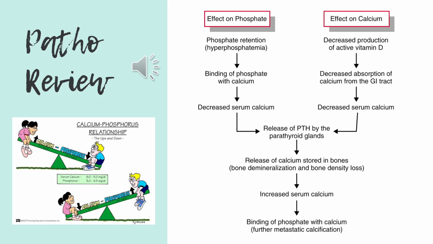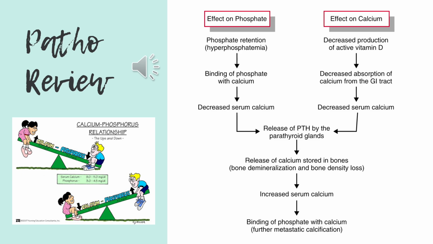You can see on the visual on the left-hand side of your screen that seesaw relationship between calcium and phosphorus. When phosphorus levels rise, calcium levels fall, and vice versa. This interdependence really highlights why managing both minerals is so important in patients who have chronic kidney disease.